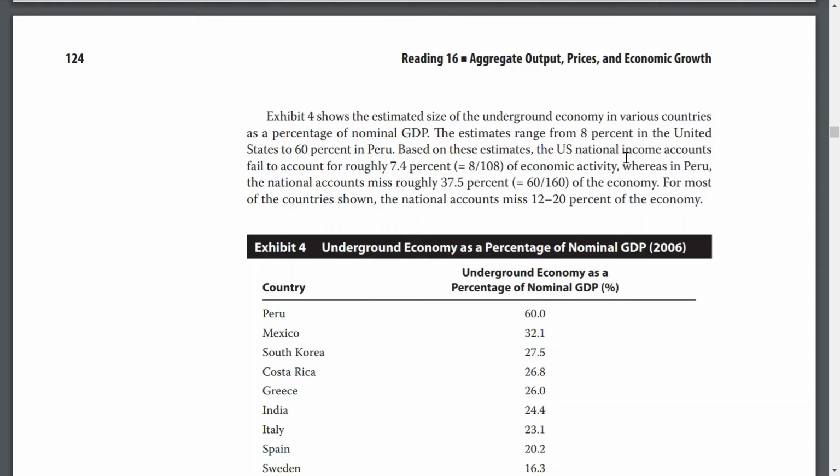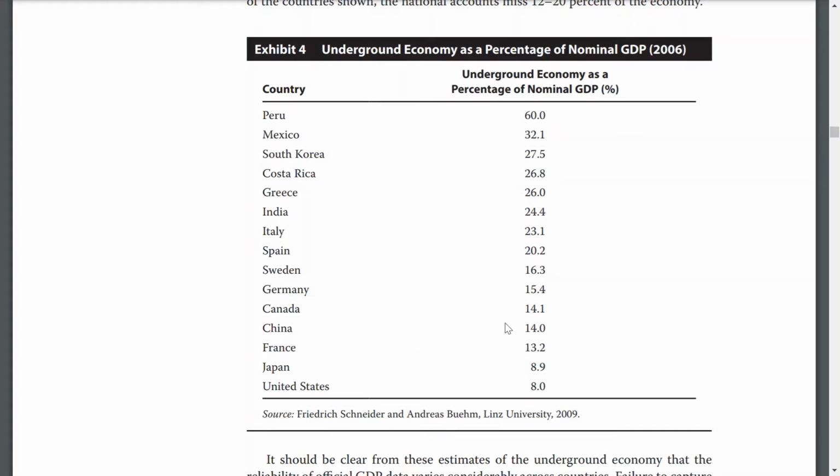So Exhibit 4 is quite interesting. China is actually rather low. That's kind of surprising.